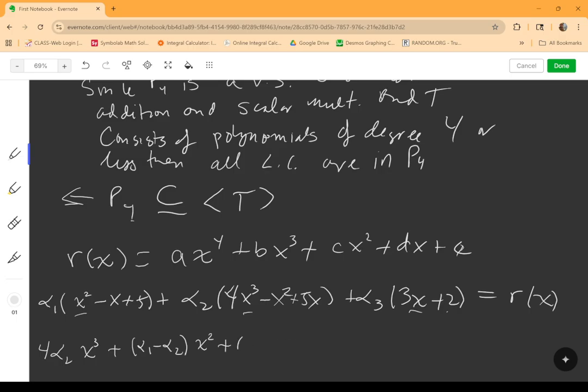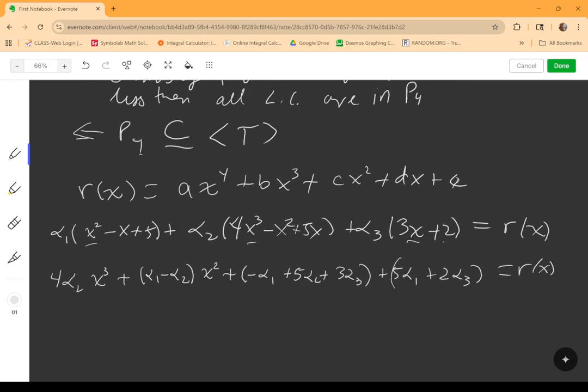plus (negative alpha 1 plus 5 alpha 2 plus 3 alpha 3) x, plus 5 alpha 1 plus 2 alpha 3. Okay, equals R of x.